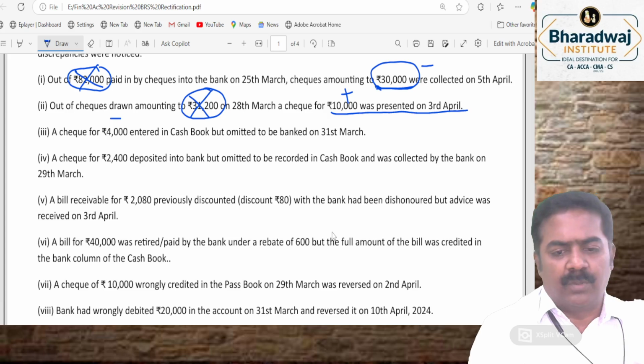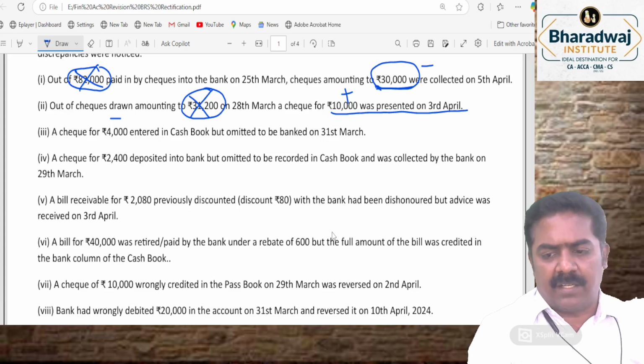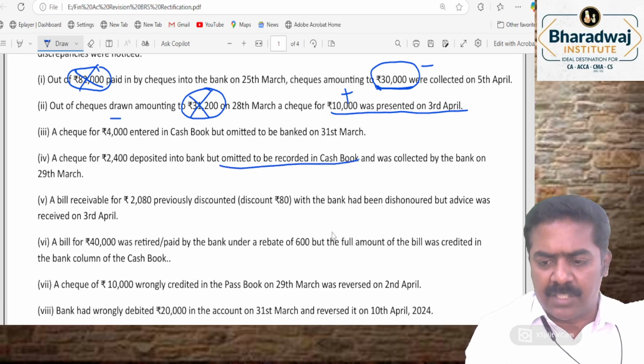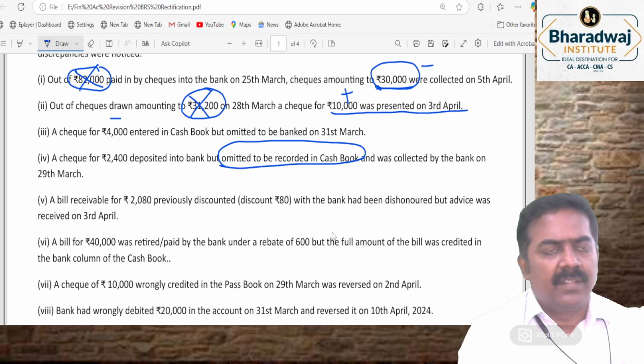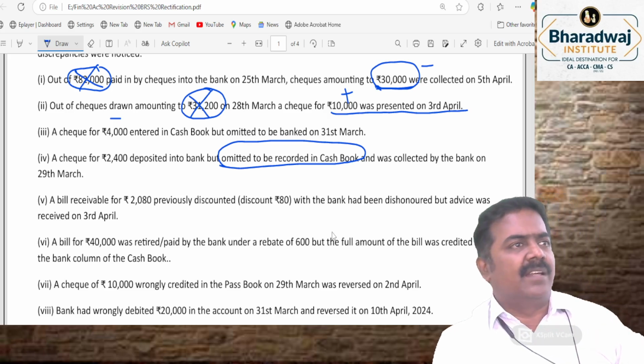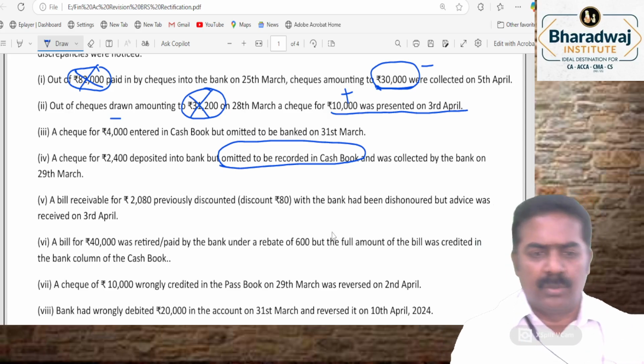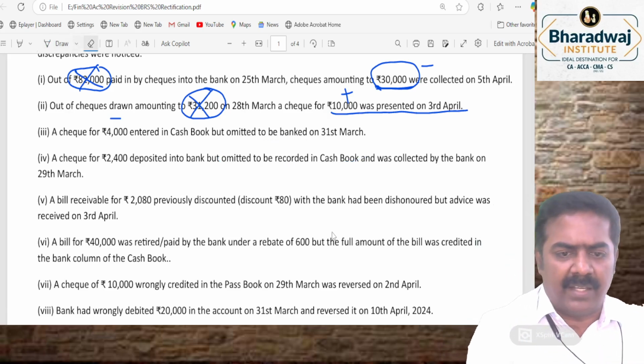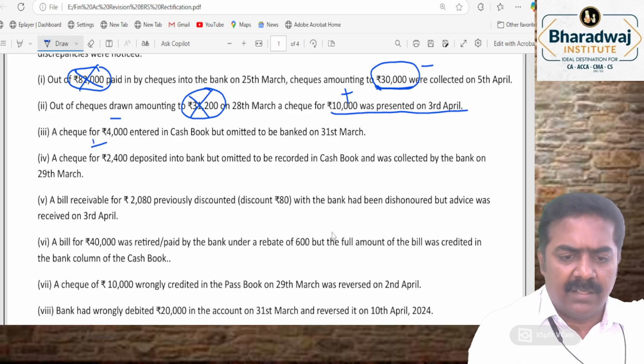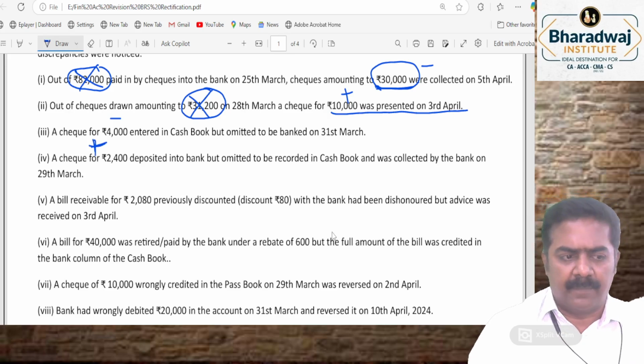Point number 4. We deposited the check. Bank also collected the money, but we have not recorded it in the cash book. Bank has collected and added that particular money within 31st March. Have we added? No. Let us add it now. Add 2,400.